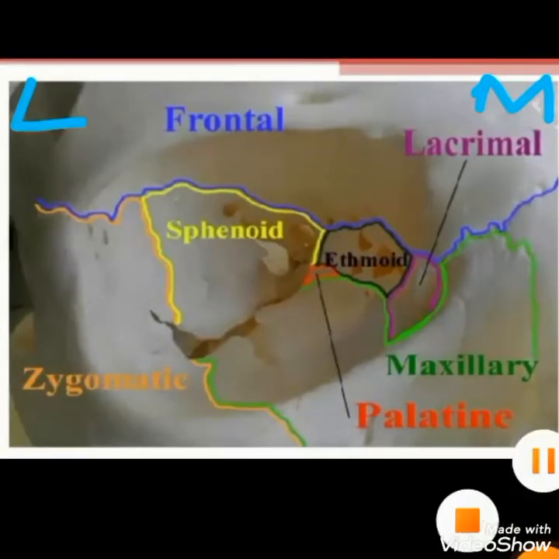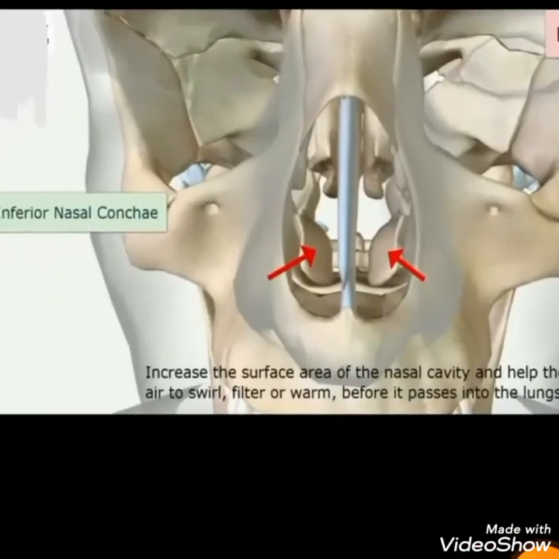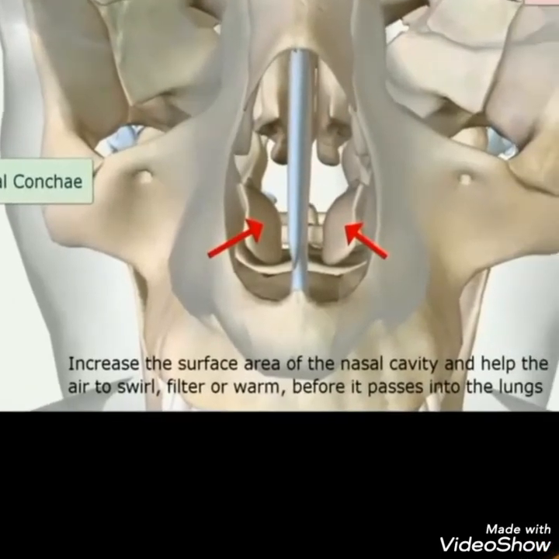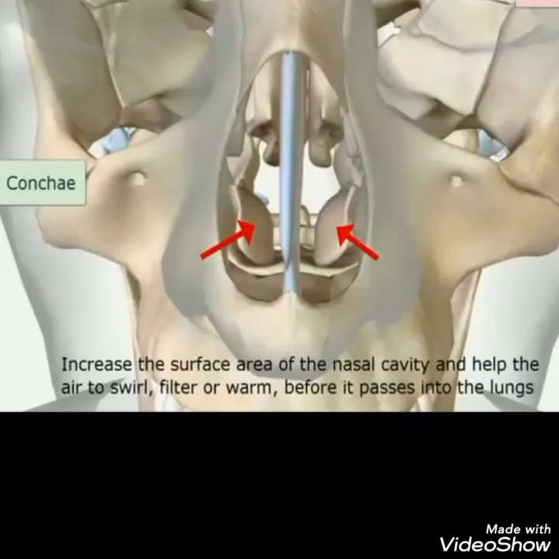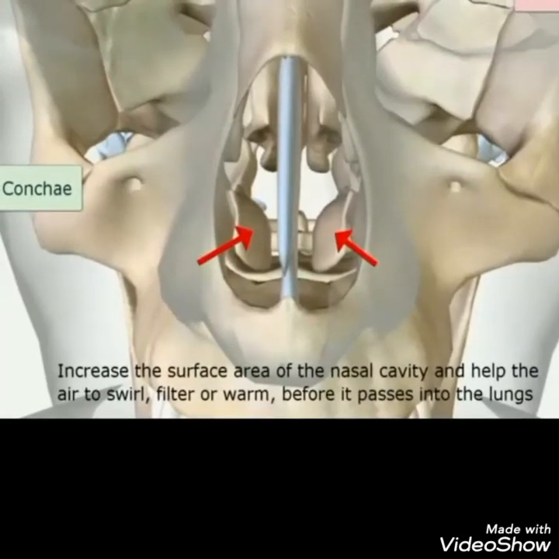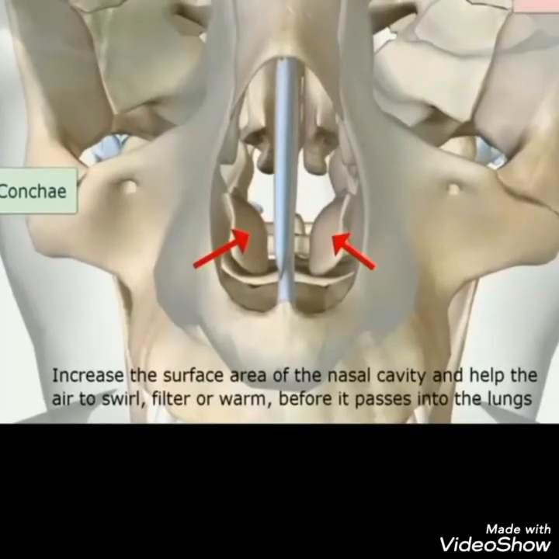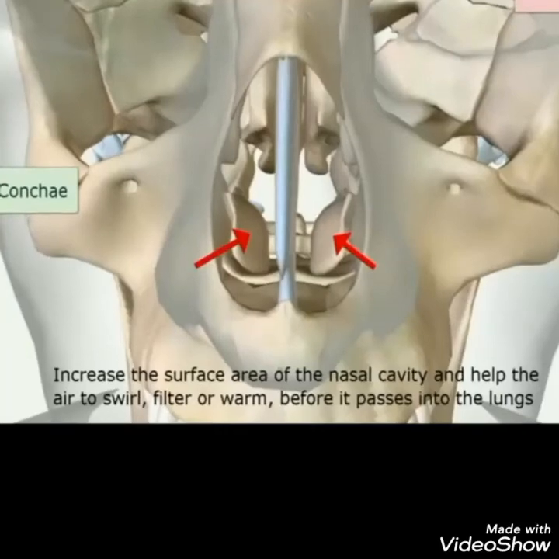Now in this picture you can see the inferior nasal concha present bilaterally. What does it have to do? It increases the surface area of your nose and keeps the air warm before it enters into your lungs, right?